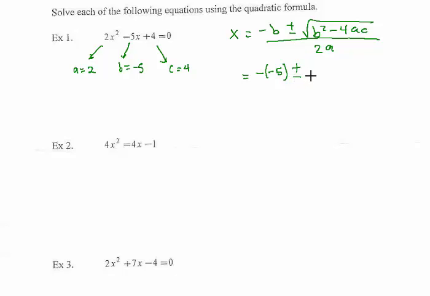We bring down our plus or minus and our square root. Inside we have b squared, or in this case -5 squared. Then we have minus 4, a is 2, and c is another 4. All of that gets divided by 2a, and a is a 2.